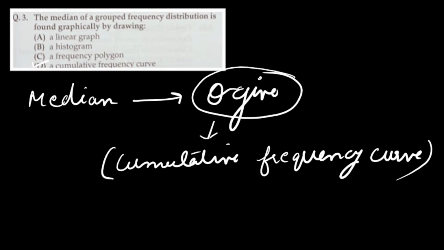So option D is the correct answer. Ogive's other name is cumulative frequency curve. It's not frequency polygon. It's cumulative frequency curve. Option D.